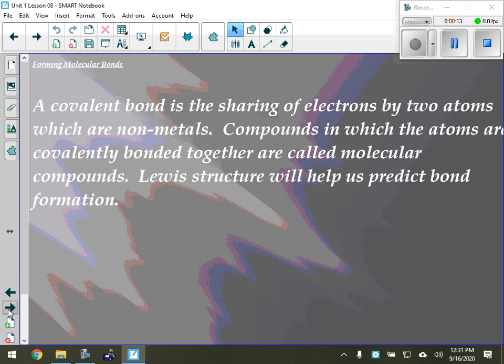And we talked about, real quick here, just a quick review. Covalent bonds is what we're going to talk about: sharing of electrons by nonmetals, of course. Maybe 2 nonmetals, maybe more than 2. We'll see. Compounds in which atoms are covalently bonded together are called molecular compounds. And of course, we're going to use Lewis structures to help us with that.